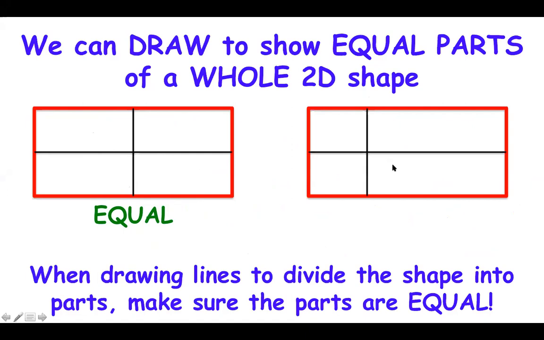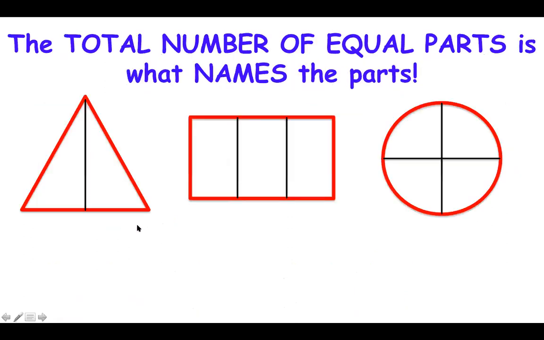If the lines are not equal, they will not be the same shape and they will not be the same size. So when drawing lines to divide shapes into equal parts, make sure that you go back and check that the parts are the same size and the same shape, or that they are equal. That's the most important thing.